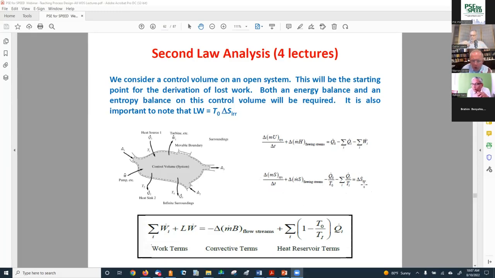So when you do that, go to the book, you'll find the derivation of this very straightforward, I believe, and it just shows this. The work terms, this is the actual work done, plus the lost work, is equal to the change in the availability of the flowing streams. We call these convective terms. And here's now the summation of 1 minus T naught over the temperature of the reservoir for each of the heat streams. So these are the heat reservoir terms.